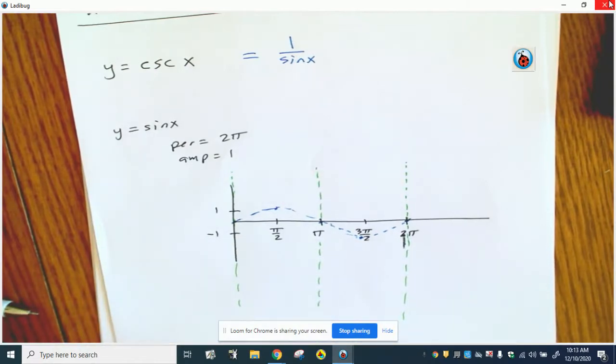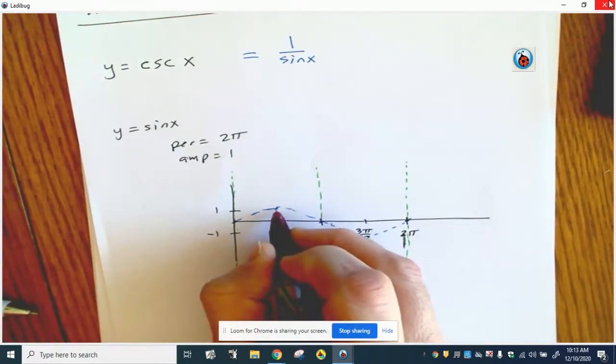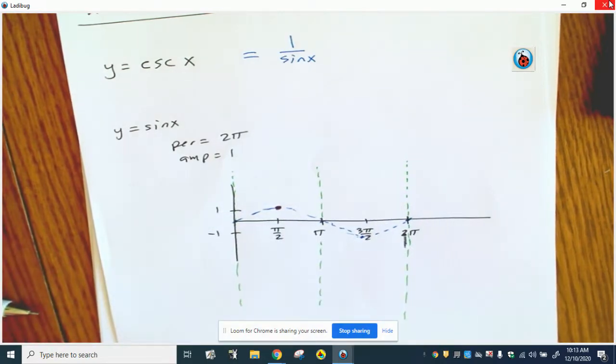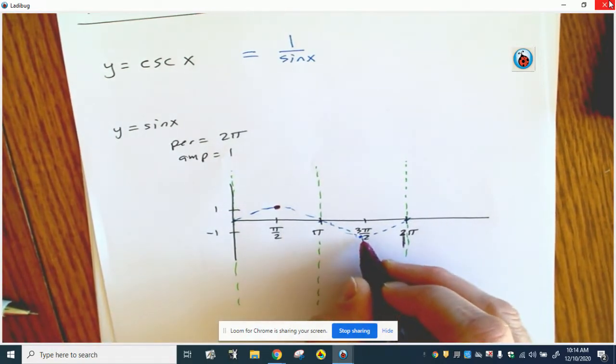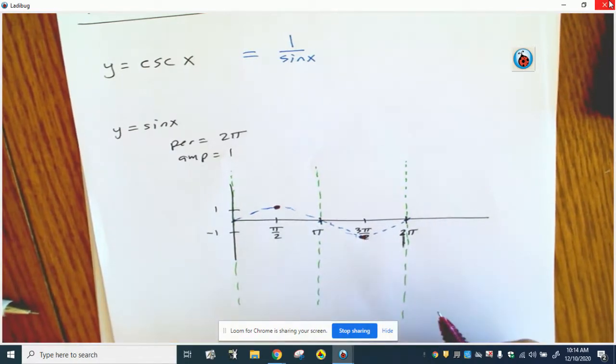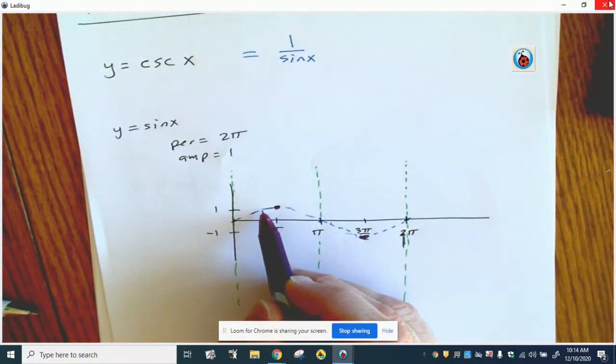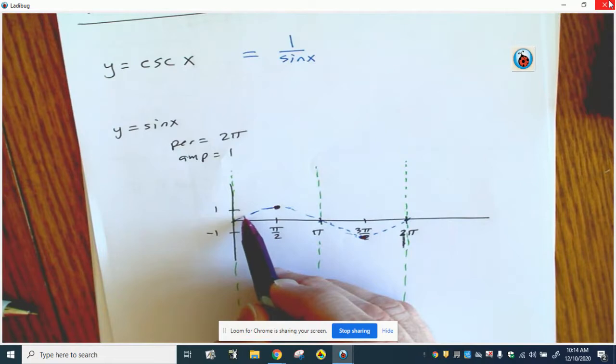Okay, what is the reciprocal of 1? Well, the reciprocal of 1 is 1, so it's actually going to hit that same point. What's the reciprocal of -1? It's -1, so it's going to hit that same point down there. Now, what's happening in here? Well, these numbers are getting smaller and smaller, closer and closer to 0, right?